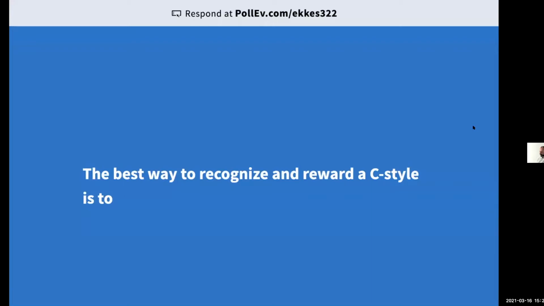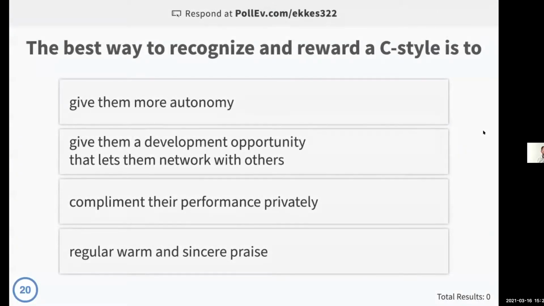The best way to recognize and reward a C style. C was conscientious people. So what is needed for them? How to recognize and reward C.